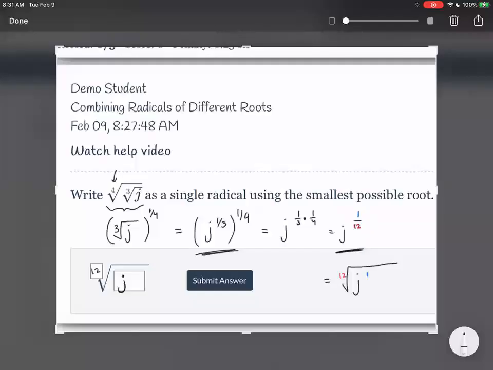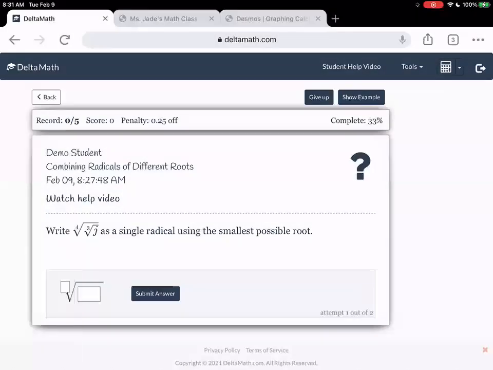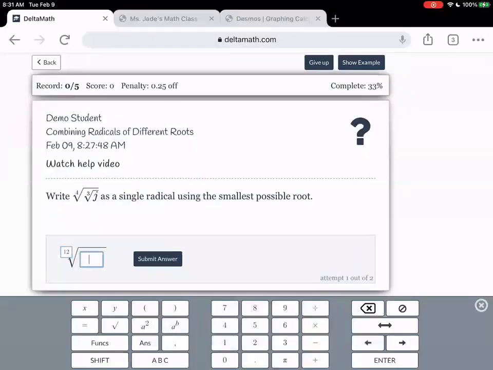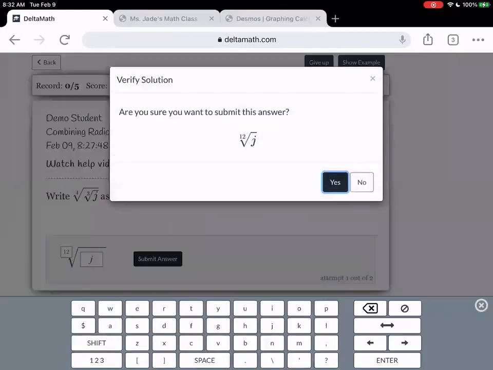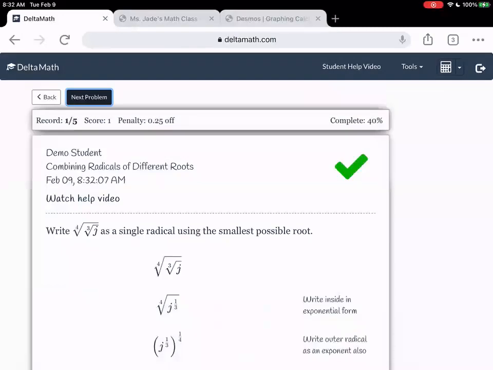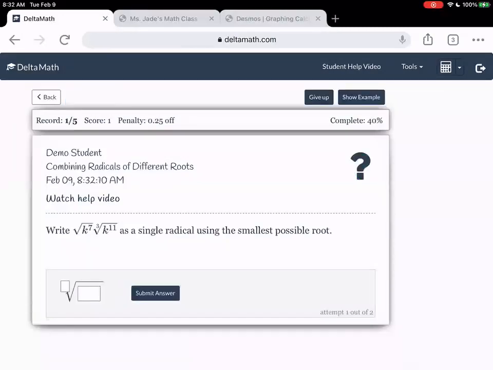Okay, so we're going to go ahead and enter in the 12th root of j. Oh, I forgot how to type the letters for a second. There we go. It's been a long time. So 12th root of j. And we're good. Okay, let's go to the next problem. Let's do this one also.